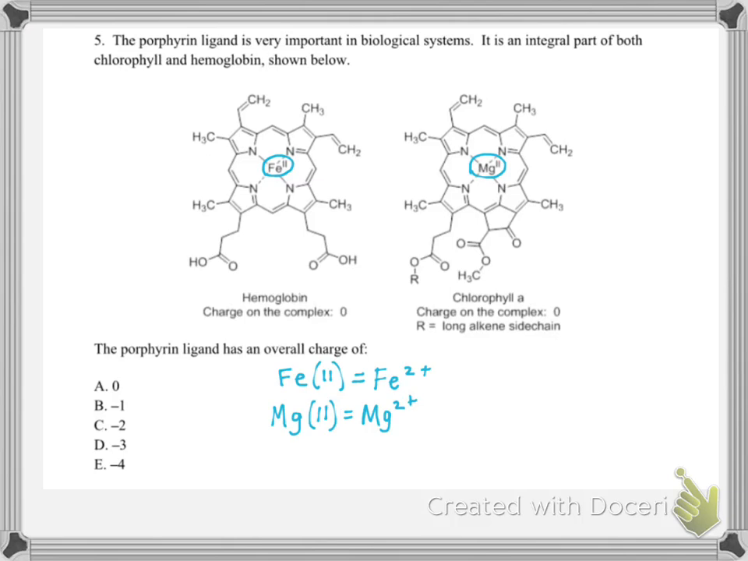So if the metals have a +2 charge, and they tell us that our complex is neutral, then it's as simple as thinking that the porphyrin must be -2 to make the overall charge be 0. Okay. So the answer here is just C. Nothing too crazy, but you do have to be able to find those metals in there and see that they're +2 charged.